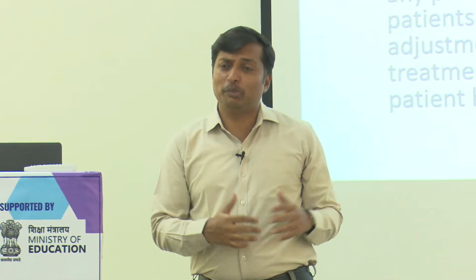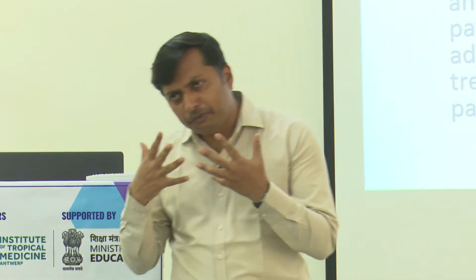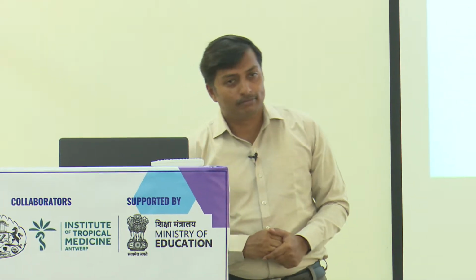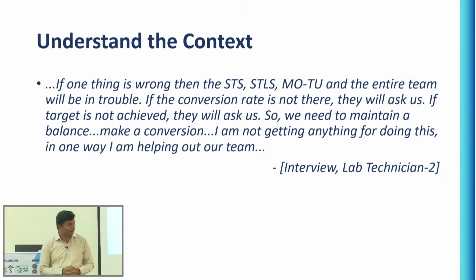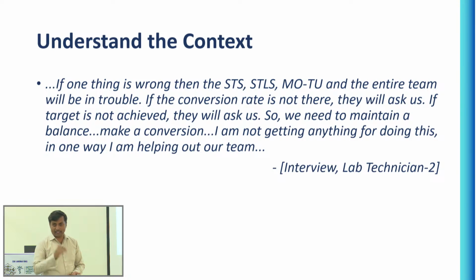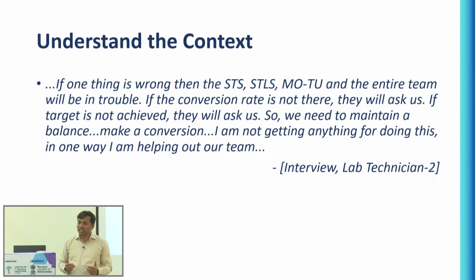Now, this happened at some point of time, and after a couple of months, I formally interviewed this same person. And in that context, he said something like this: if one thing is wrong, then the STS, STLS and MO-TU and the entire team will be in trouble. If the conversion rate is not there, they will ask us. If the target is not achieved, they will ask us. They means the higher authorities. So, we need to maintain a balance, make a conversion. I am not getting anything for doing this. In one way, I am helping our team.